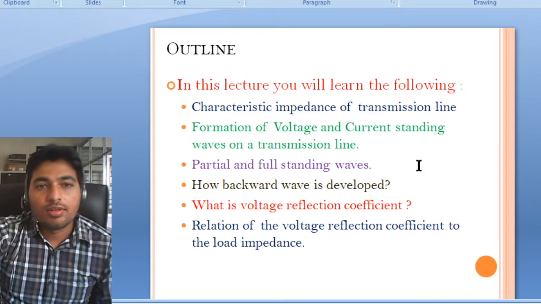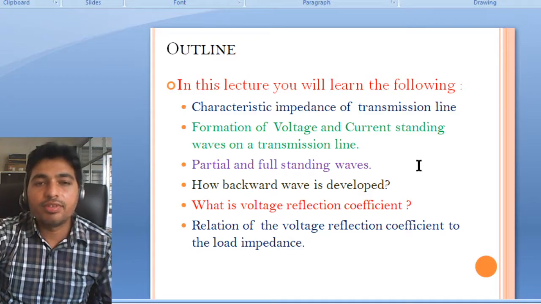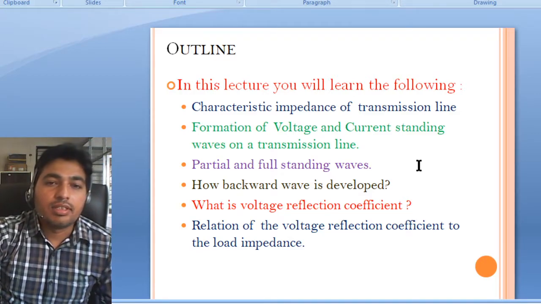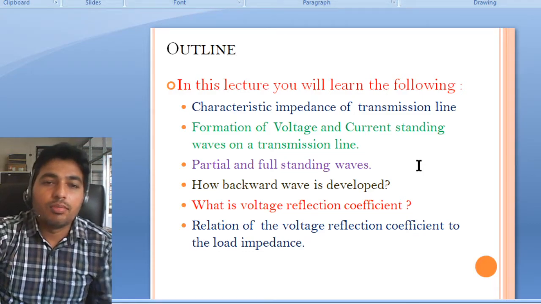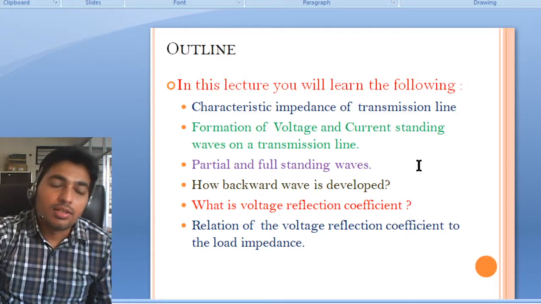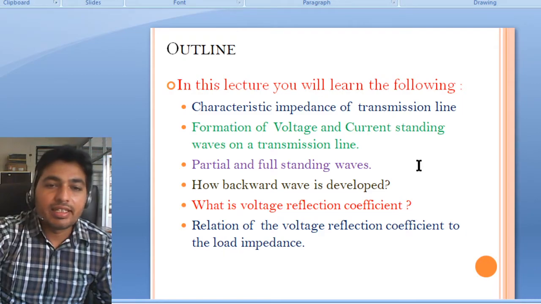First one is, we'll see the characteristic impedance of a transmission line. We'll derive the equation of the characteristic impedance. Then from that we'll see how voltage and current will form a standing wave in a transmission line. Then we'll see what exactly we mean by partial and full standing wave.